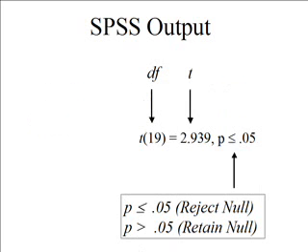So again, the 19 is our degrees of freedom, the 2.939 is the t-value, and then we report whether the probability was less than or equal to 0.05, allowing us to reject the null, or we would report p greater than 0.05 if we needed to retain the null.